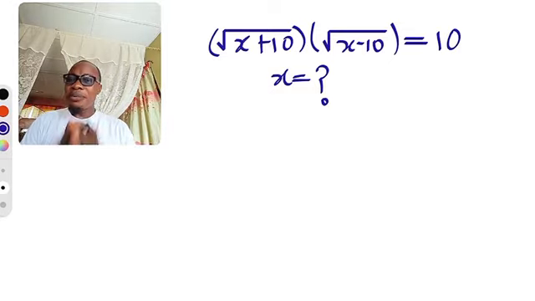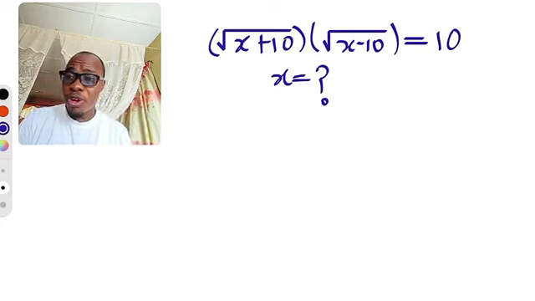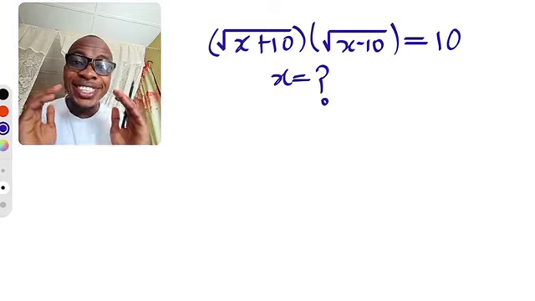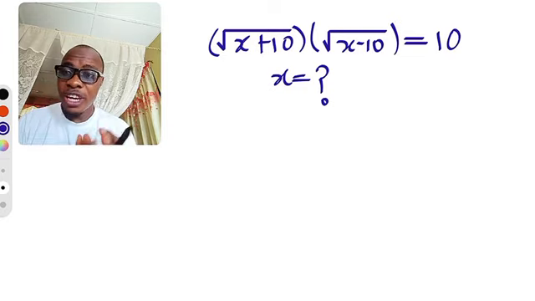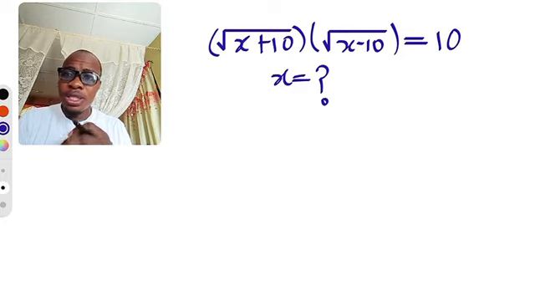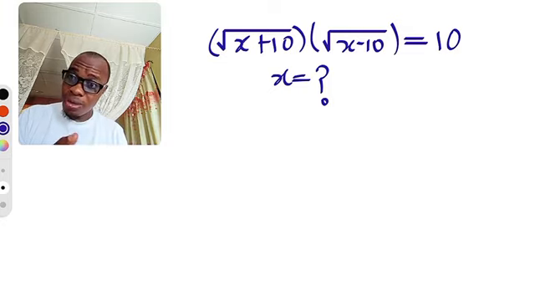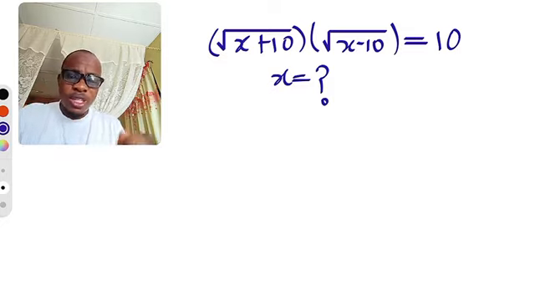I have this beautiful radical equation before us, and let's see how we can solve for the value of x. Now we have root x plus 10, in parentheses, x minus 10 equals 10. So we want to get the value of x. What are we going to do?